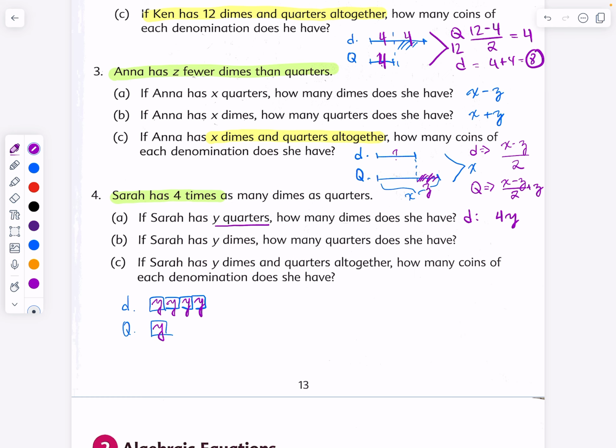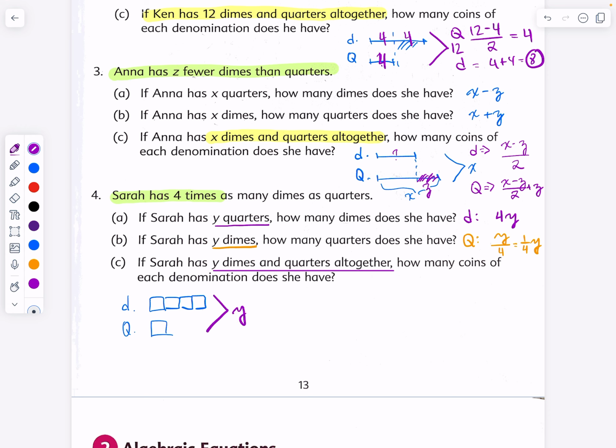If Sarah has, I'm going to pick up a different color, Y dimes, how many quarters does she have? Well, to compute the quarters, we have 4 times fewer quarters. So it would be Y divided by 4, which is the same as 1/4 of Y. If Sarah has, let me clean up this drawing, Y dimes and quarters all together, how many coins of each denomination does she have?